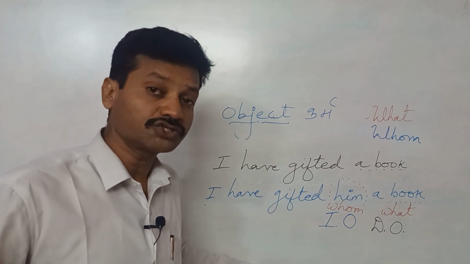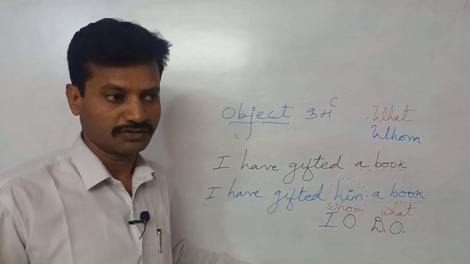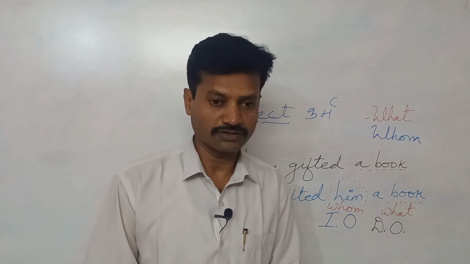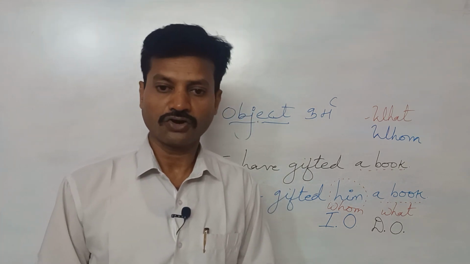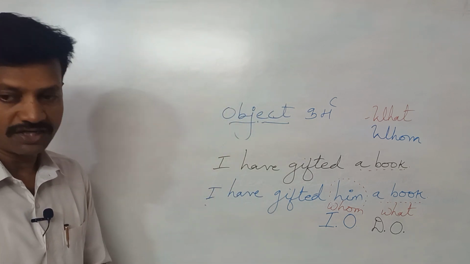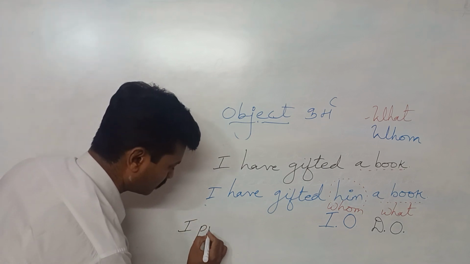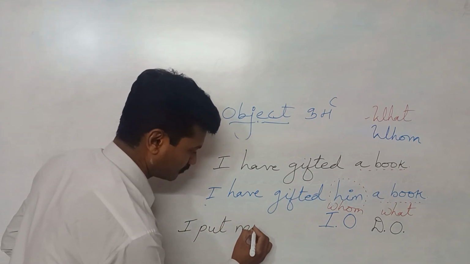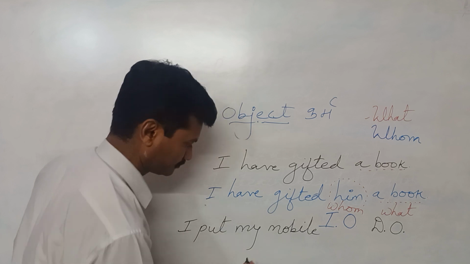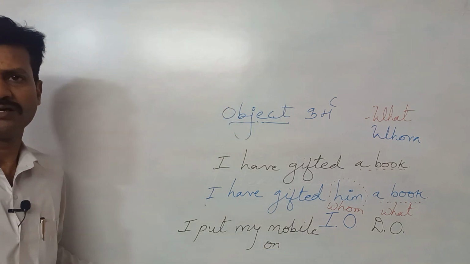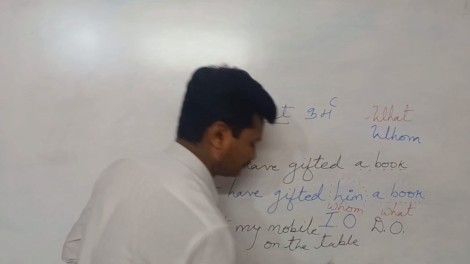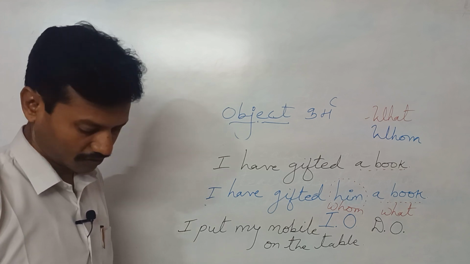Objects of preposition, or prepositional object, it is the third. Now look, objects of preposition or prepositional object, I am writing here. For example, I put my mobile on the table, or bed, you can use. I put my mobile on the table.